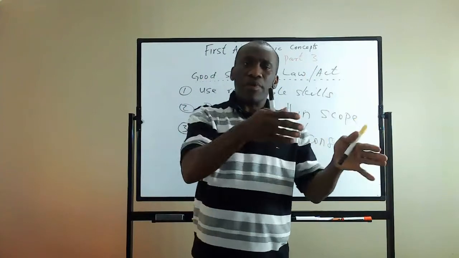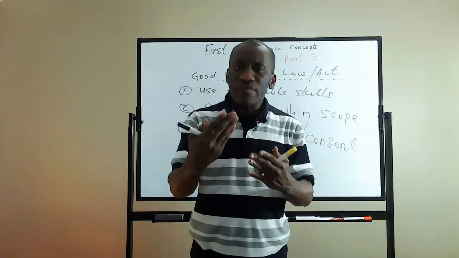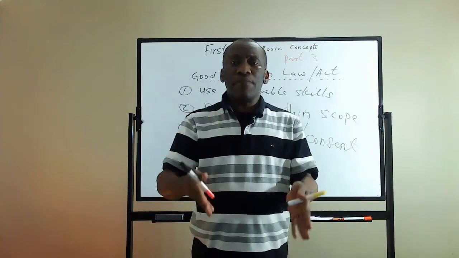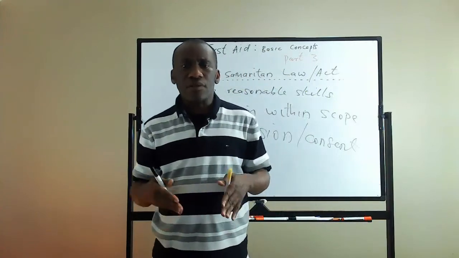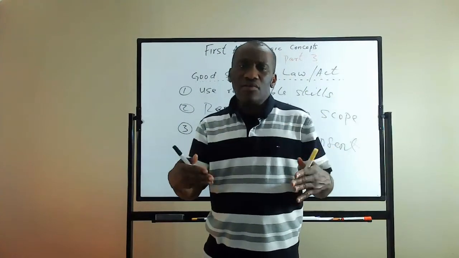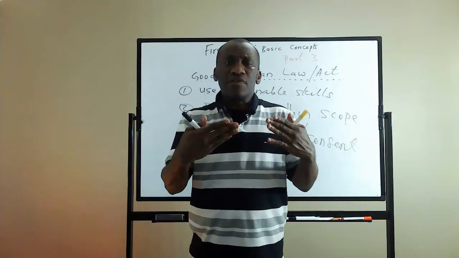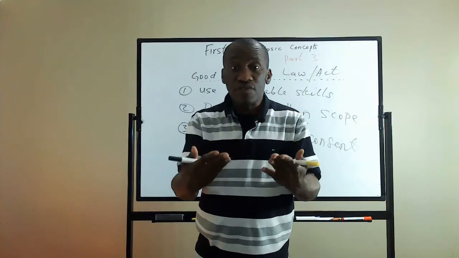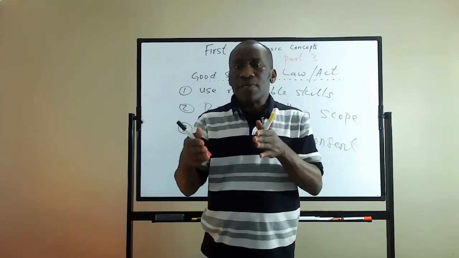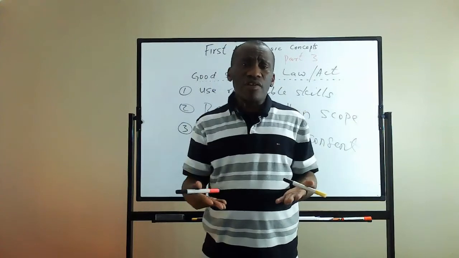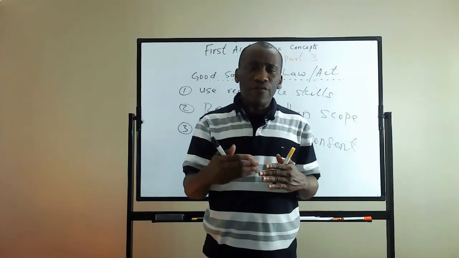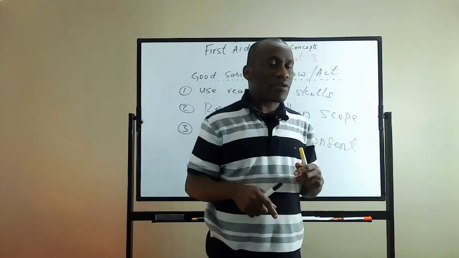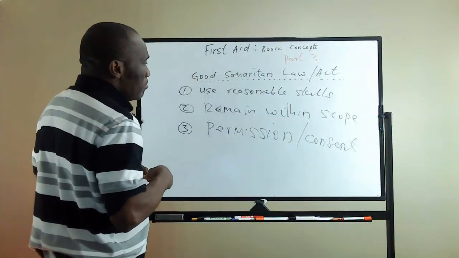So you don't just jump into somebody and begin to provide care when you have never sought consent from that person. If the person is conscious, an adult, of age, and of sound mind, you expect the person to give you what you call voluntary consent. Otherwise, if the person is unconscious and is not able to give you permission, you use what you call implied consent.